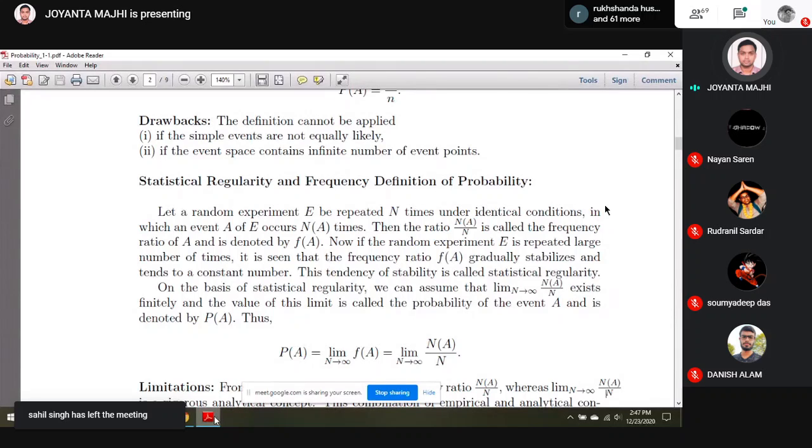E is a random experiment. Sorry, A is an event, one event of the random experiment E, and A occurs Na times in n repetitions of the random experiment. For example, if we consider throwing a die, and the outcome is even, and we say that the event is denoted by A, then Na equals 3, because 2, 4 and 6 will be contained in this set.